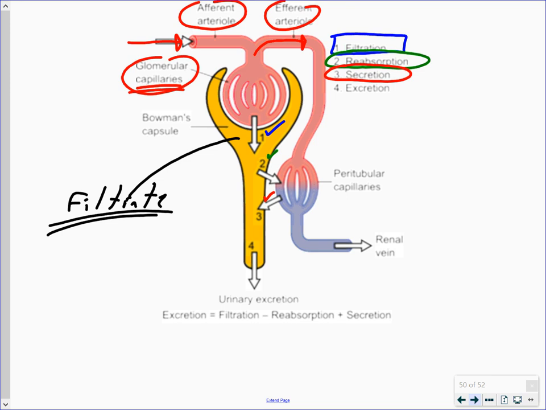And then the final one here, after that urine goes from the collecting ducts, from the renal pelvis of the kidney, eventually to the urinary bladder and out of the body, is the fourth one, referred to as excretion. So number 4, and that is the urine that is actually being eliminated from the body.